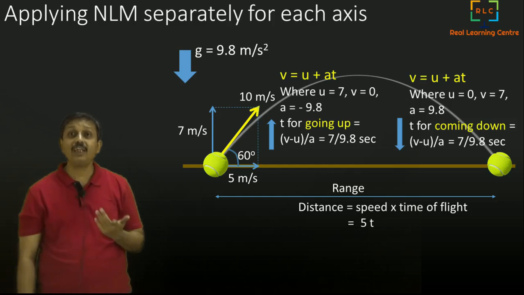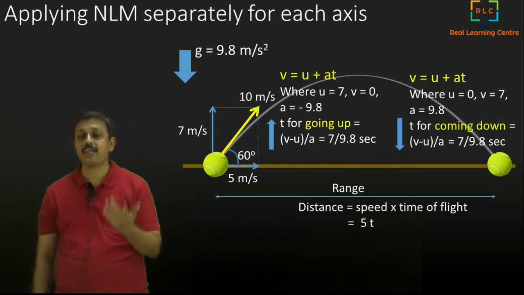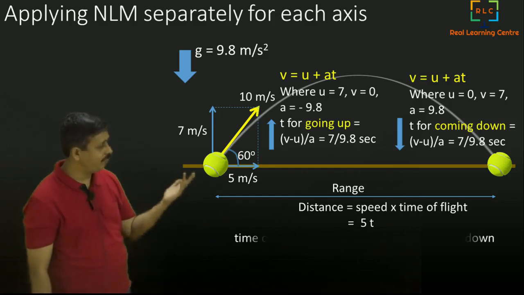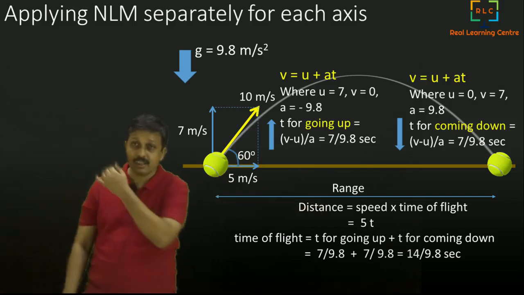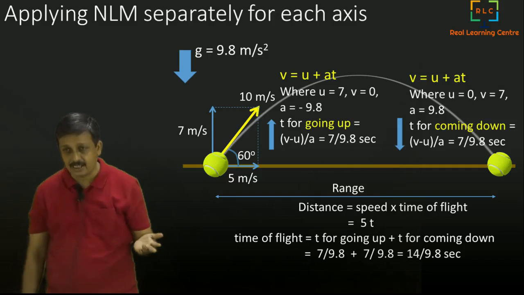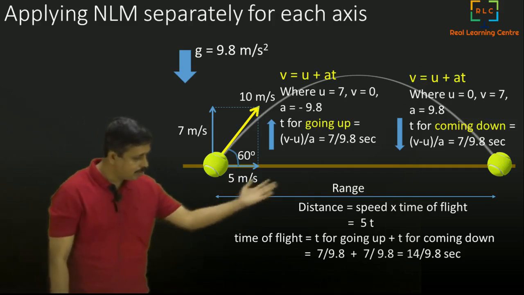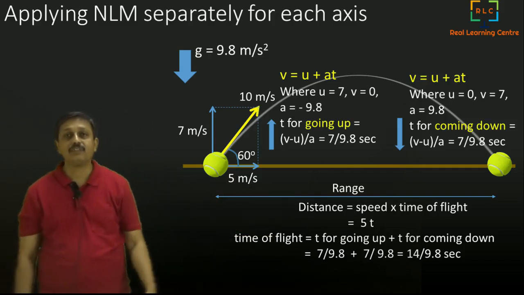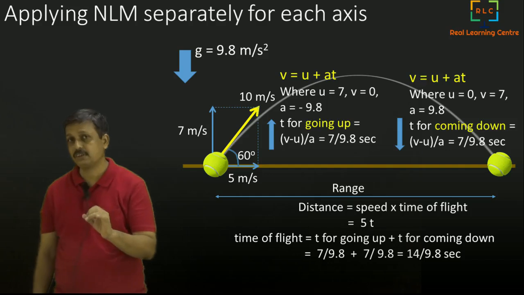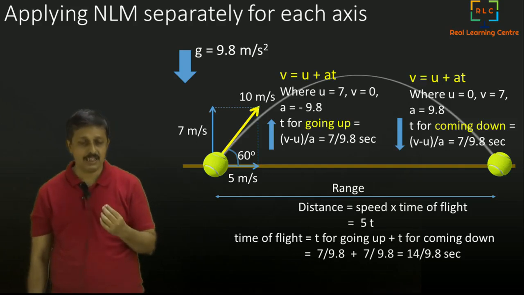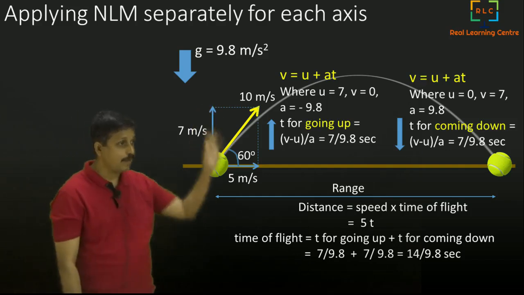So what is the total time taken? Going up and coming down together is the total time. Time of flight is equal to t for going up plus t for coming down. So if you add both, this will be 7 by 9.8 plus 7 by 9.8, which is 14 by 9.8. So once you add, that is the number of seconds the ball actually takes to go up and come down.